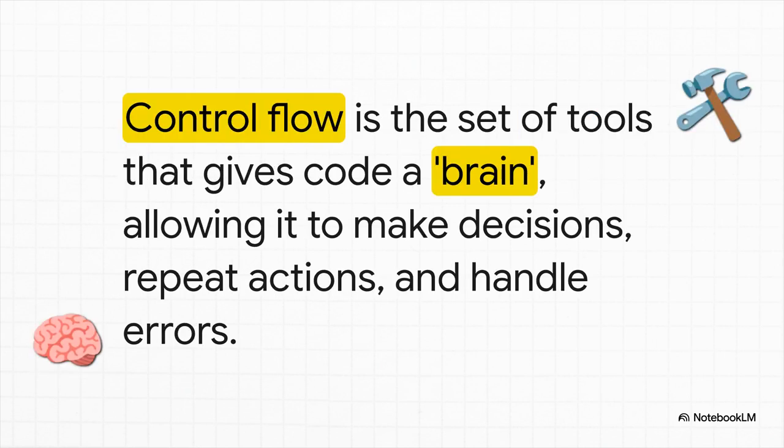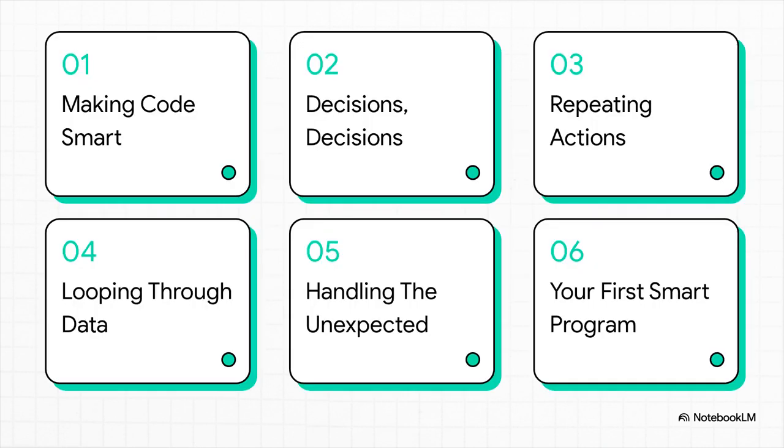So how do we get from that simple follower to a dynamic problem-solving powerhouse? Well, we give it a toolkit that acts like a brain. And that amazing toolkit is called control flow. Let's see exactly how it works. Here's what we've got on tap for today. First, we'll talk about how code makes decisions. Then we'll get into repeating actions and looping through data. We'll also see how to handle the unexpected when things go wrong. And finally, we'll put all those pieces together to build our very first smart program.